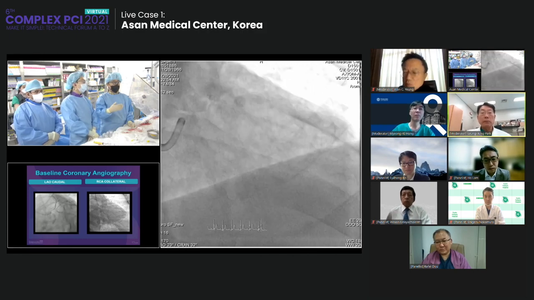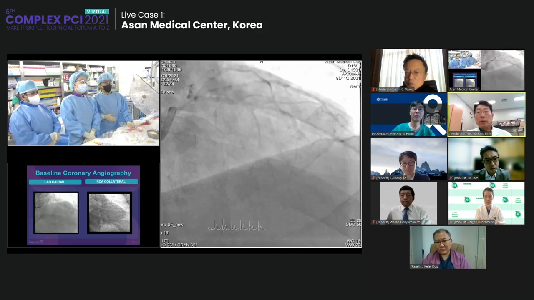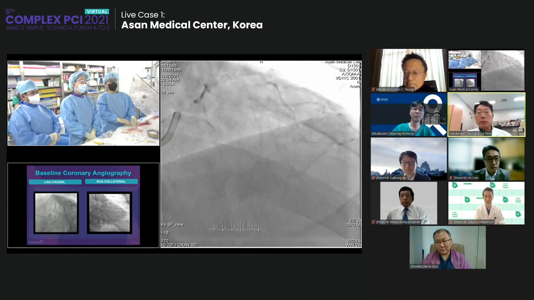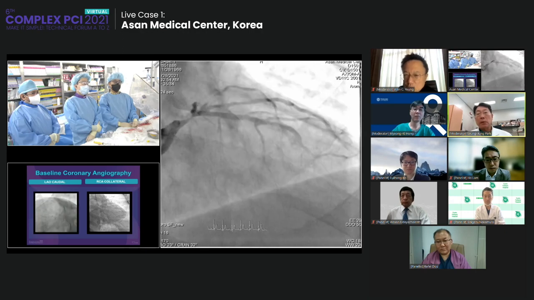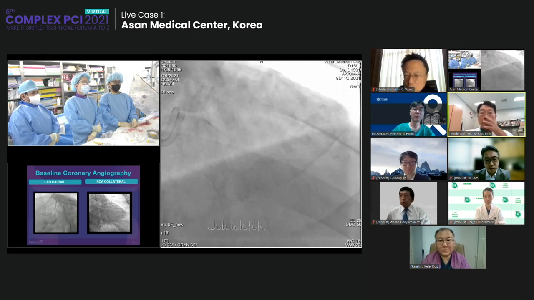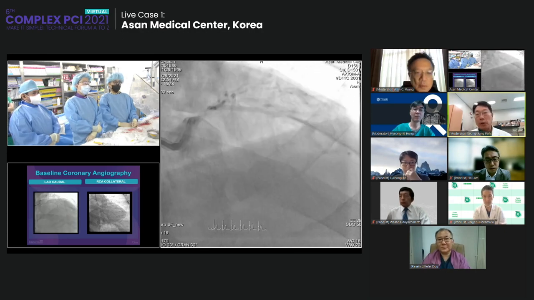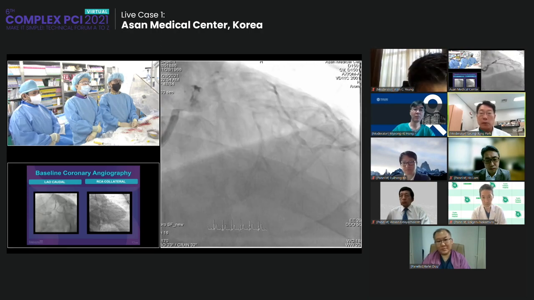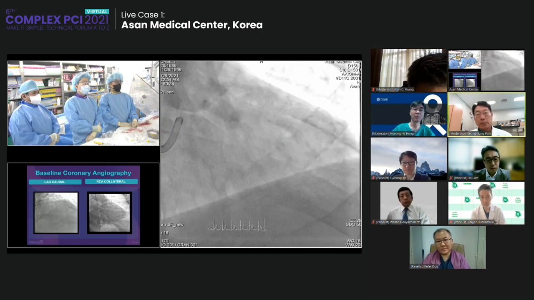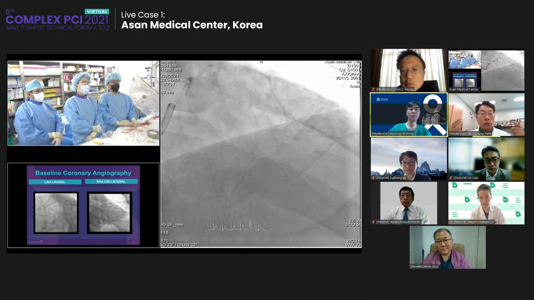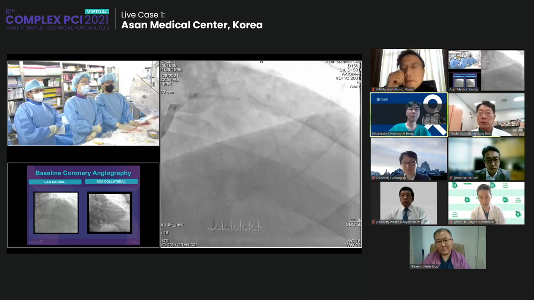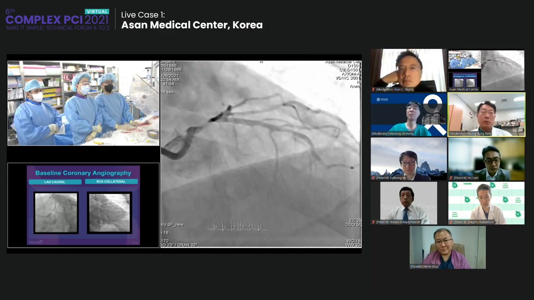Yeah, that is also one of the debated parts. Even PCI versus bypass surgery is still a concern. However, Dr. Bach explained the distal part of the LAD is not appropriate for the IMA anastomosis. So for these particular cases, we still have to consider whether PCI or bypass surgery would be good.